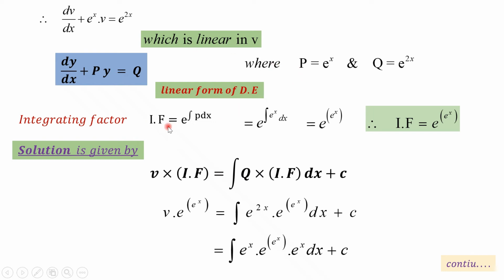Now come to the integrating factor. I.F. = e^(∫p dx), the standard formula. Substitute the value of p from above. We get ∫ e^x dx = e^x. Therefore, the value of I.F. is e^x. Now the solution is given by dependent variable. Here the dependent variable is v and the independent variable is x.